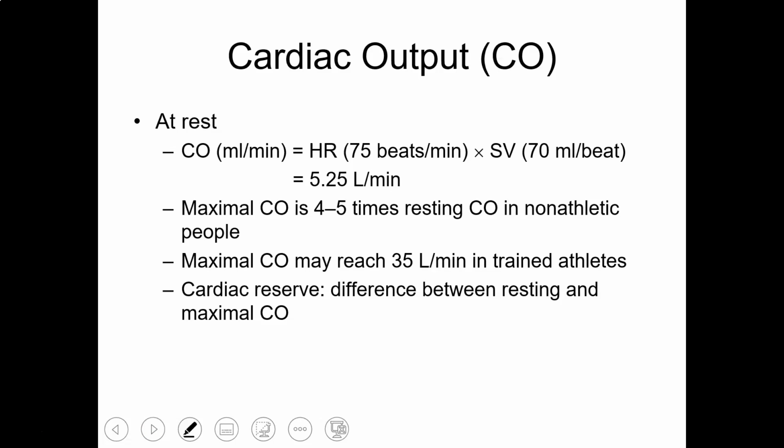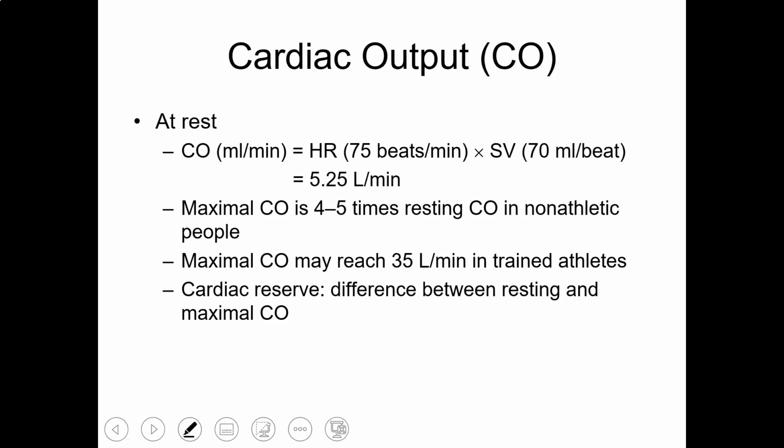At rest, your heart rate's about 75 beats a minute. More if you're me and you're drinking coffee at midnight. And your stroke volume, let's say about 70 milliliters a beat. That's about 5.25 liters a minute.